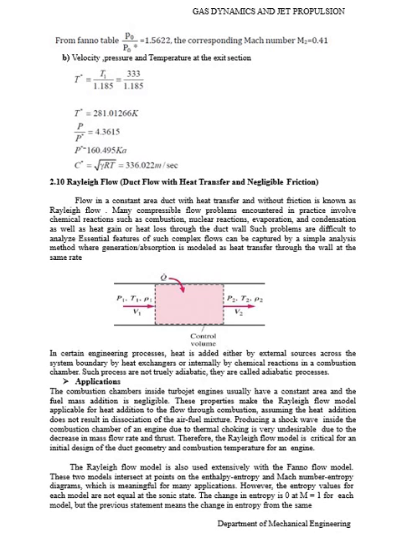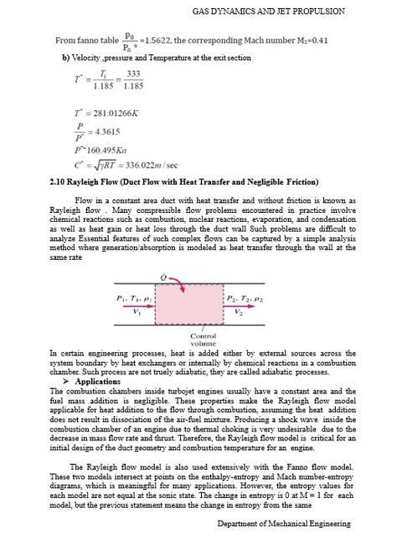The next topic, Rayleigh flow. Duct flow with heat transfer and negligible friction. Flow in a constant area duct with heat transfer and without friction is known as Rayleigh flow. Many compressible flow problems encountered in practice involve chemical reactions such as combustion, nuclear reaction, evaporation and condensation, as well as heat gain or heat loss through the duct wall.